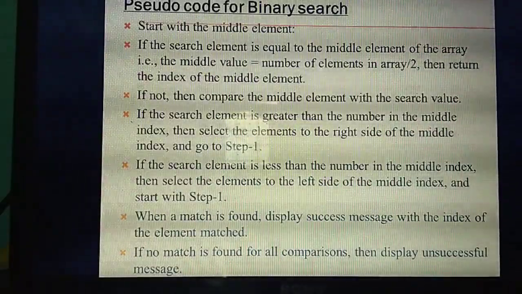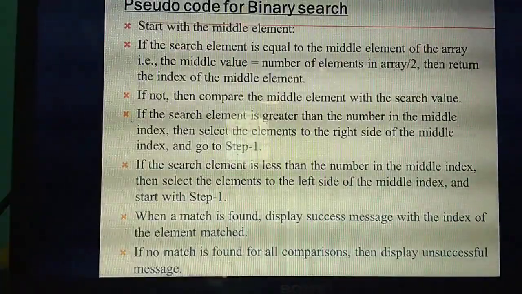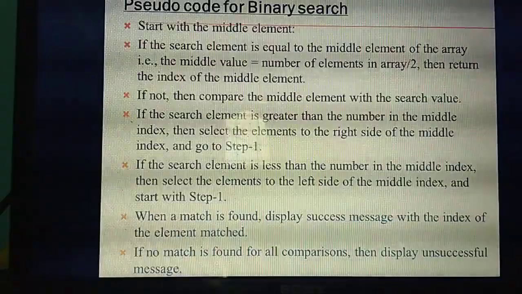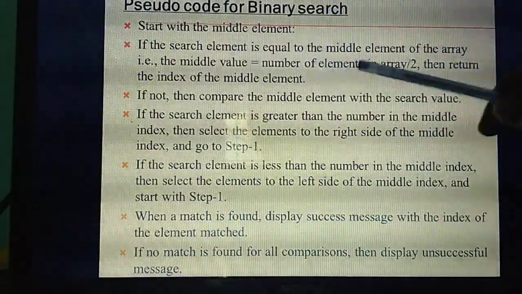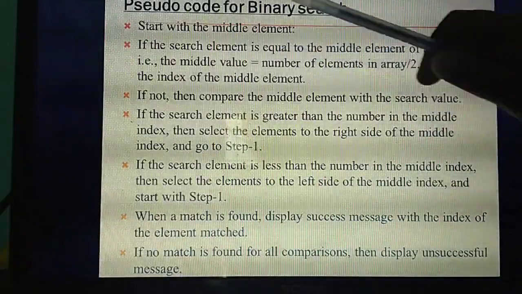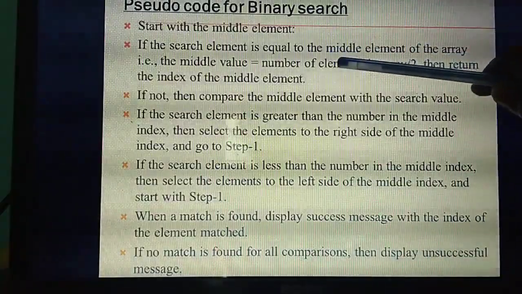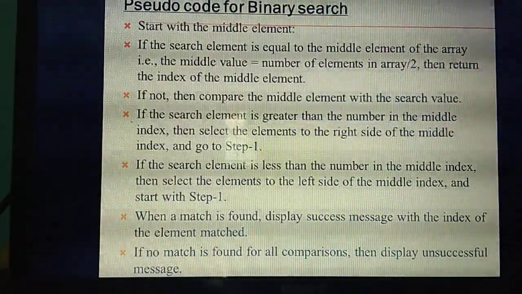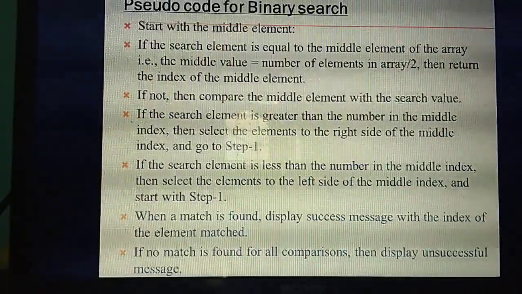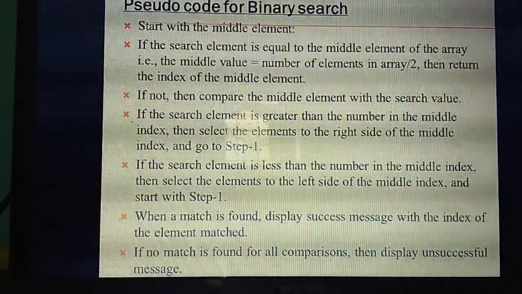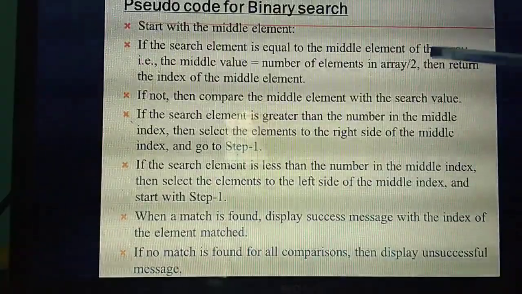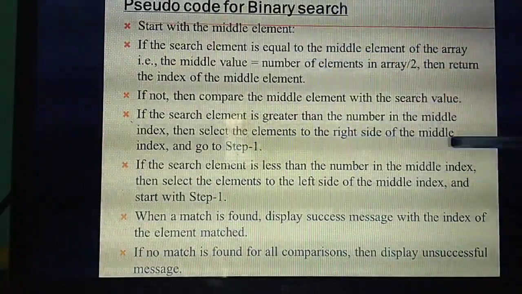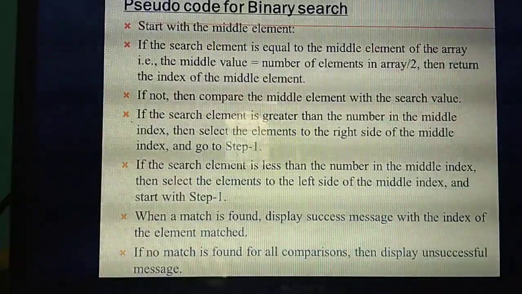Suppose the search element is greater. You are searching for one value, and that element is greater than the middle element. Already you got the middle element using this formula. So if the search element is greater than this middle element, your search will move to the right side. Understand? Important point: if the search element is greater than the middle element, your search will go to which side? Right side.